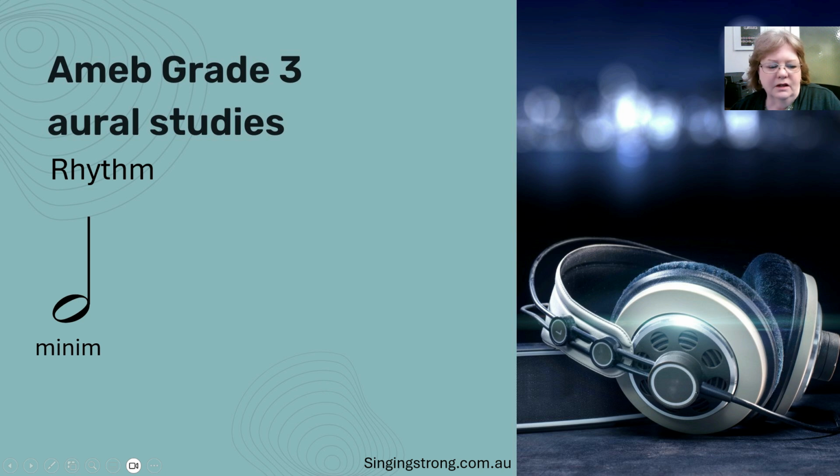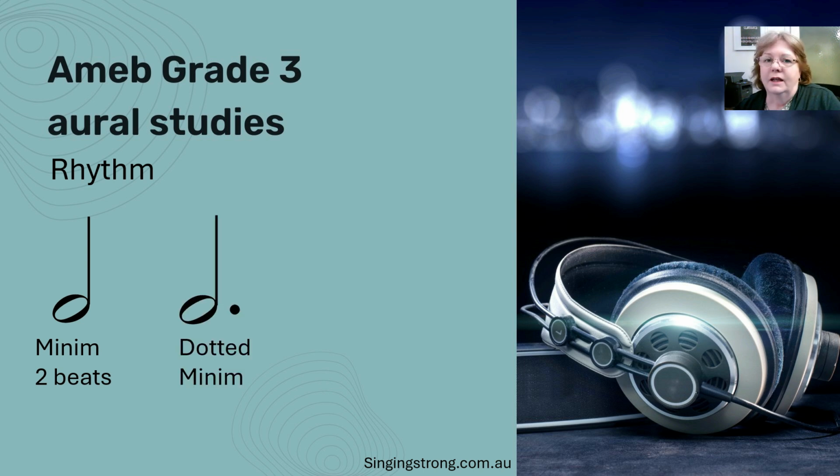Now, a minim, it looks a little bit like a crotchet, but because it's empty, it's not coloured in, that tells us it's a minim. And a minim is 2 beats. Now, if we think about our crotchets, we've got our tar. So it's 2, 2, 2, 2. So they're longer.